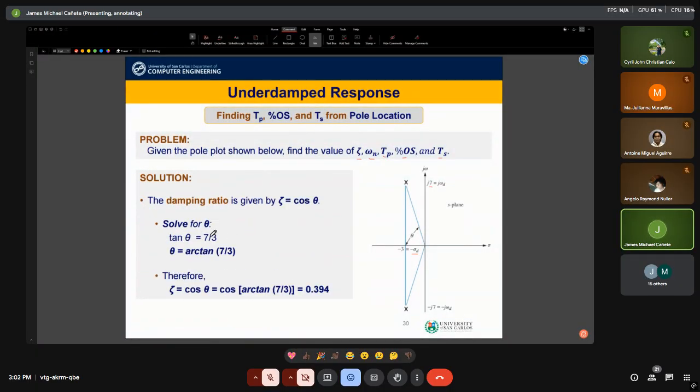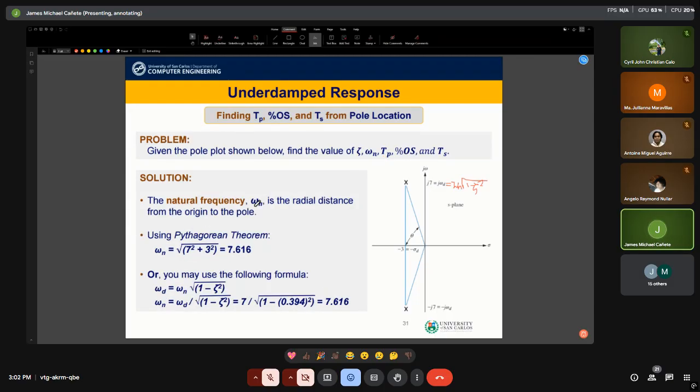Sorry, rise time. So, damping ratio, as defined earlier, zeta cosine theta. Zeta is equal to cosine theta. By the way, when you solve for theta, always use arctan. So theta arctan, you can use your calculator and please set it to radians. So our zeta is 0.394.